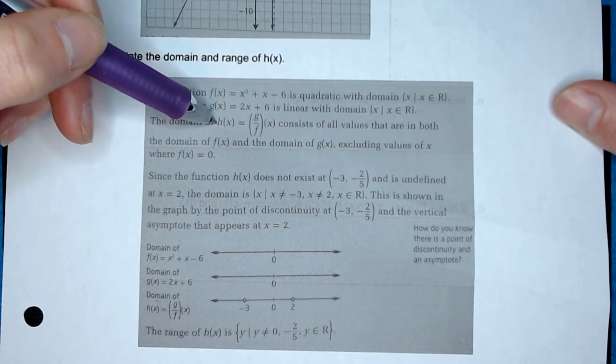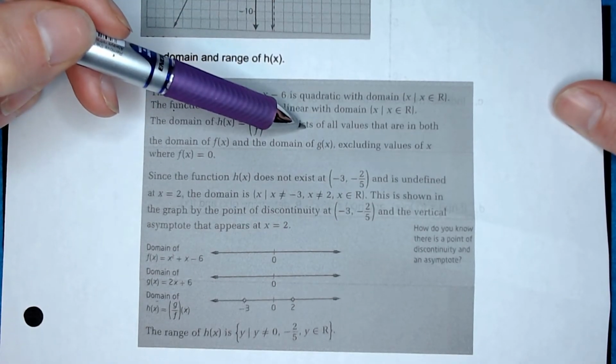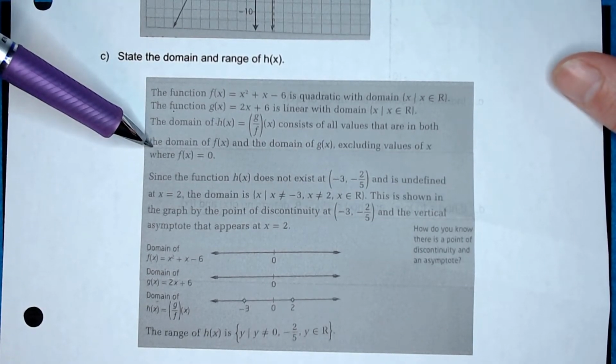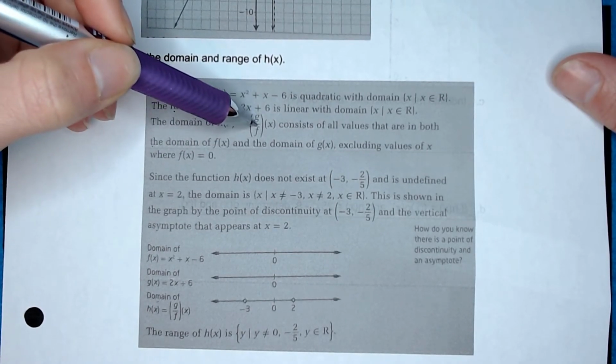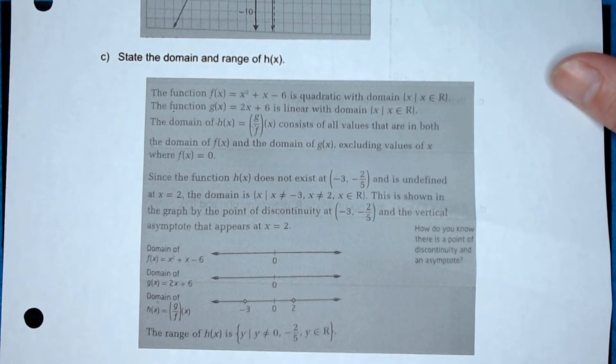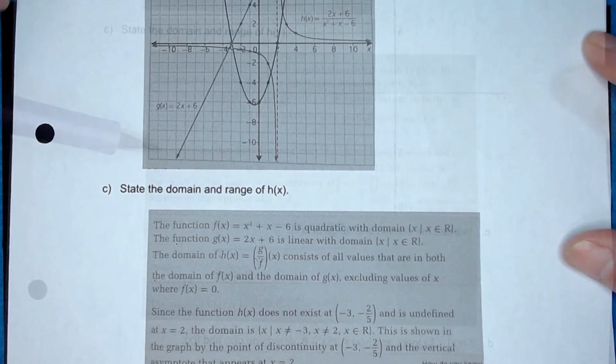Now for h of x, it consists of all values that are in both the domain of f of x and the domain of g of x, excluding values of x where f of x equals 0. So remember, f of x is on the bottom of the function here, and we can't divide by 0 because it creates that undefined value. And that creates our vertical asymptote that you see up on the graph here at x equals 2.